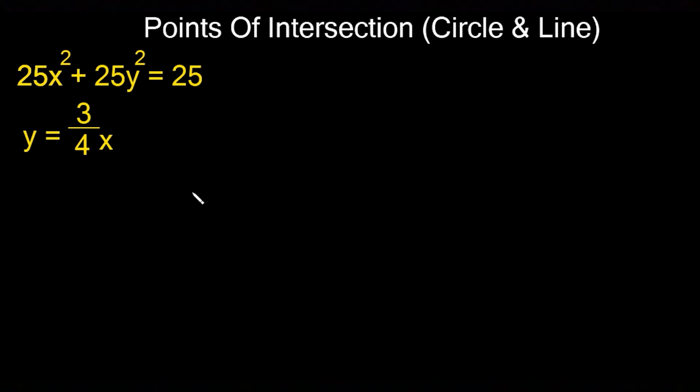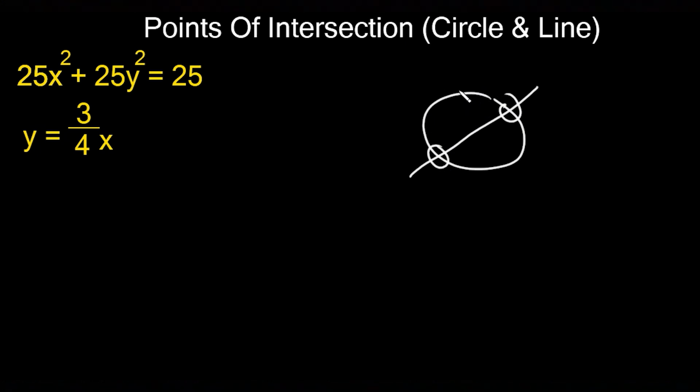Okay, so in this example, we're being asked to find the points of intersection, and we're dealing with a line and a circle. So real quick, if you have a circle and then you have a line passing through that circle, you are essentially going to have 2 points of intersection, okay?